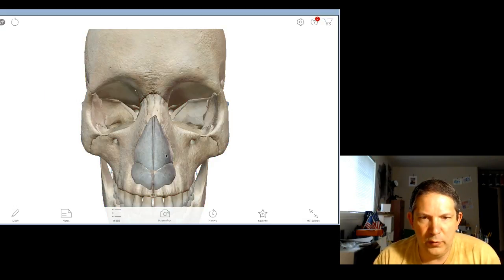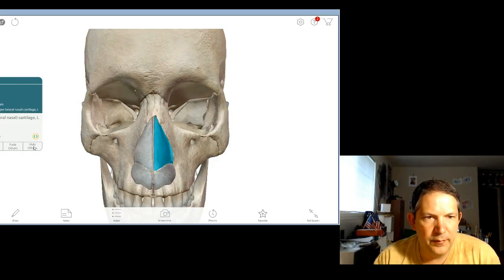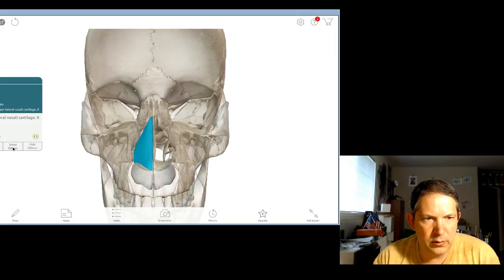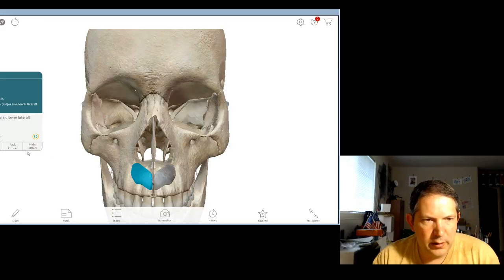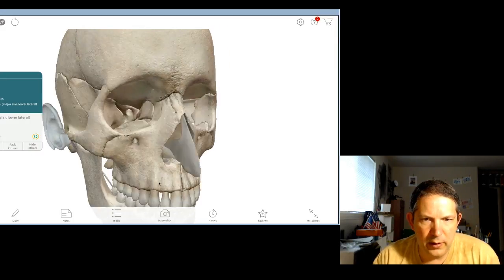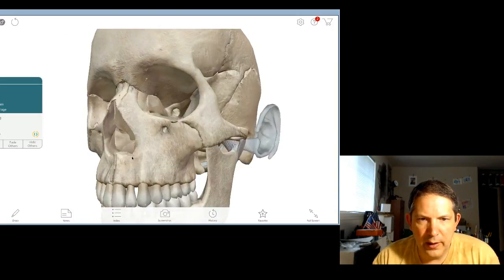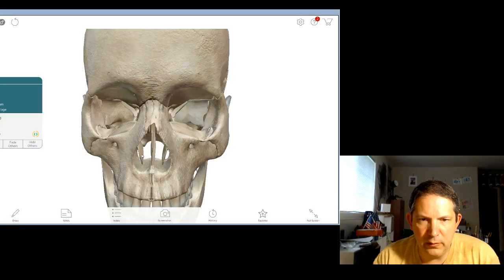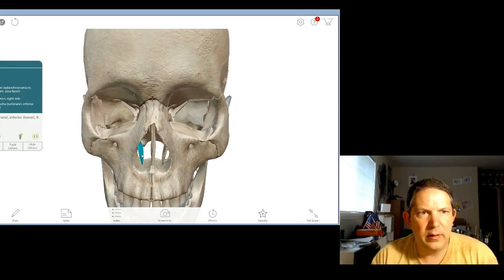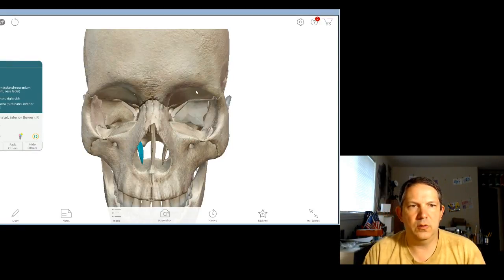Let's go ahead and remove the cartilage again. Hide. Oops. Hide. Taking away cartilage. And I'm going to take away this cartilage, the septal cartilage. And then we should be able to see right there the inferior nasal concha or turbinate.